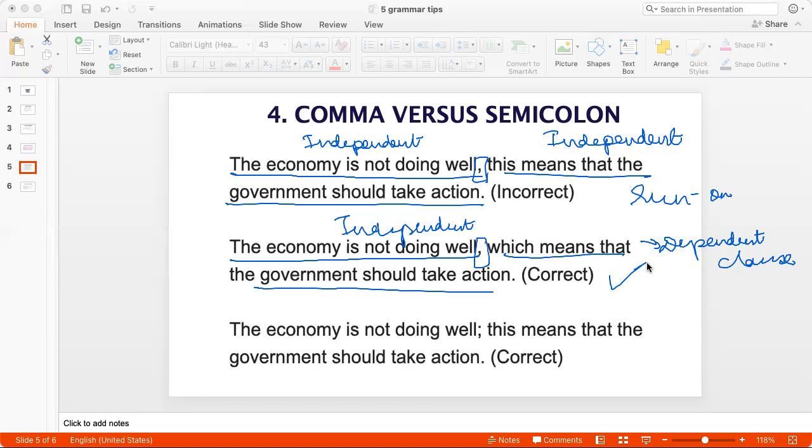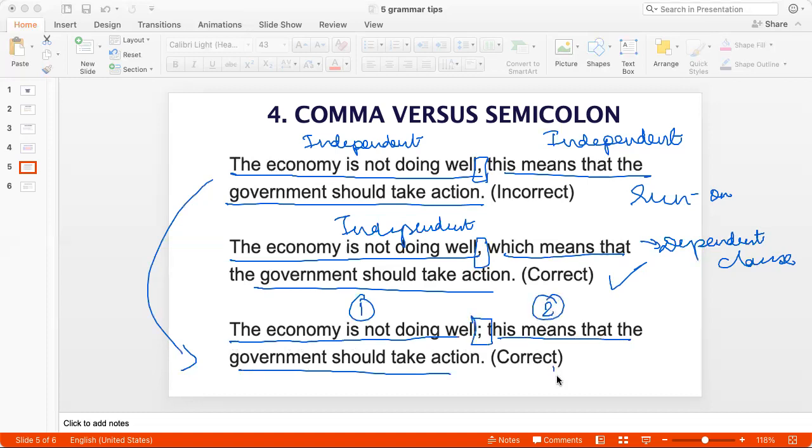Okay, what about a semicolon? Again, if I look at the first example, the economy is not doing well. This is sentence 1. This means that the government should take action. This is sentence 2. Here, a semicolon is going to be correct because it's just like a full stop in the sense that it can be put between two independent sentences, right? So if you have two independent sentences and you want to put a punctuation between them, you would choose a semicolon over a comma.